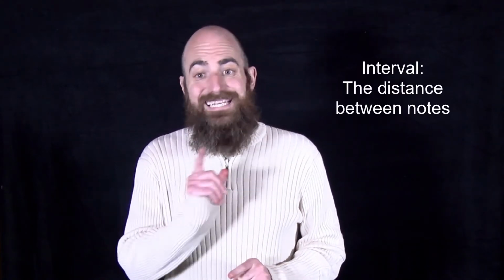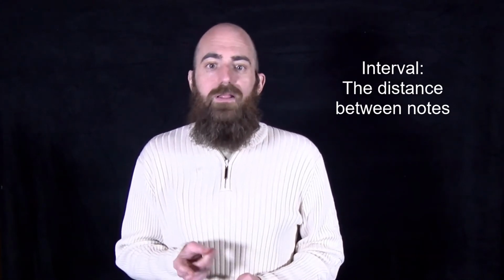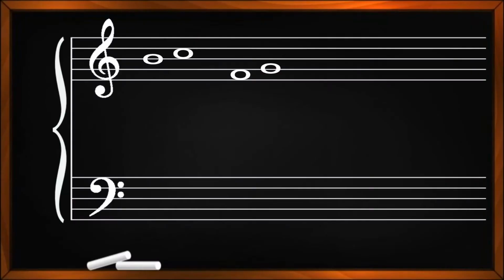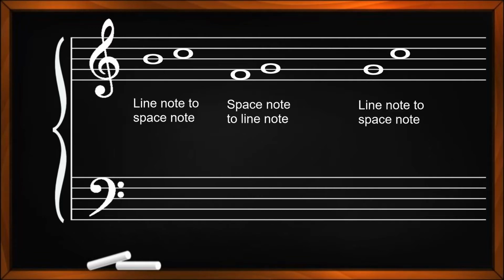Remember how we talked about our intervals in our video Note Reading 2? Intervals are distances between notes. We talked about the intervals of a second, a third, a fourth, and a fifth. Let's look at these again and notice how a second goes from a line note to a space note, or a space note to a line note. The interval of a fourth is also between line and space notes, just a little bit further apart.